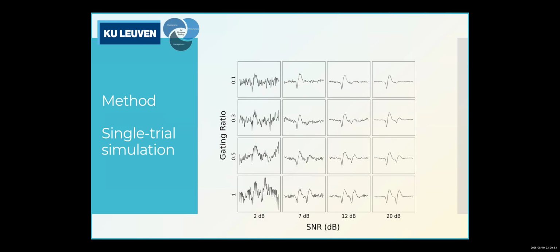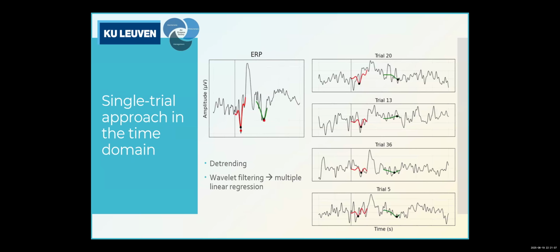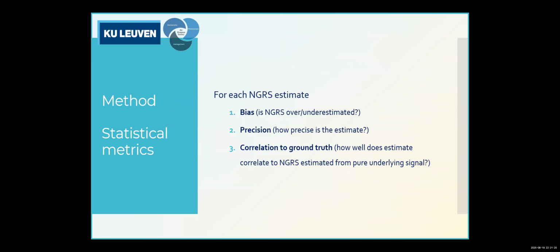And for each of these combinations, we created many data sets, and then from each trial, we extracted neural gating estimates. We did this in the time frequency domain. This was very straightforward. We just extracted the power in low frequencies. Whereas in the time domain, it was a bit more complicated because here we first wavelet filtered the ERP, and then we used multiple linear regression to model the peaks in each individual trial. Importantly, for each NGRS estimate, so for each trial, we extracted 3 different statistical metrics: bias, precision, and correlation to ground truth.